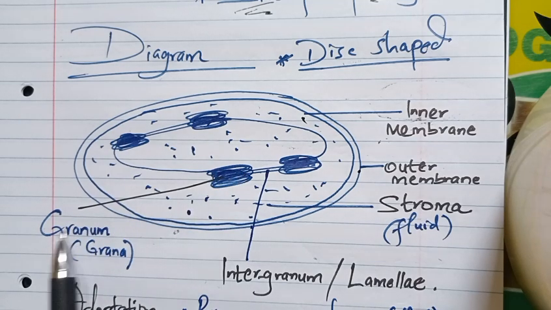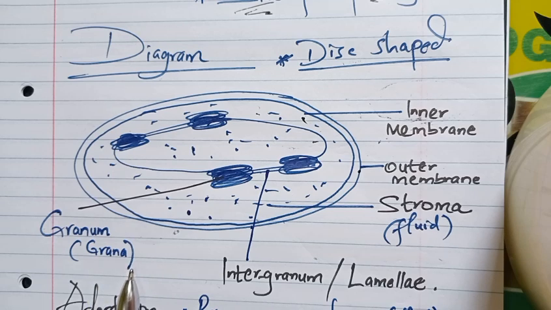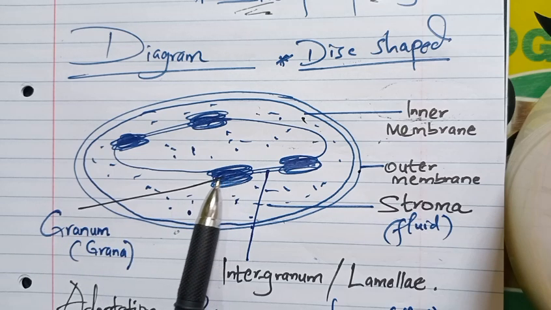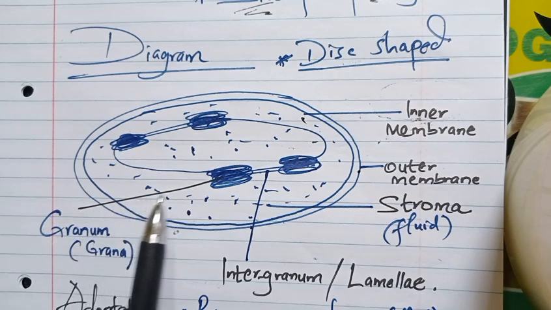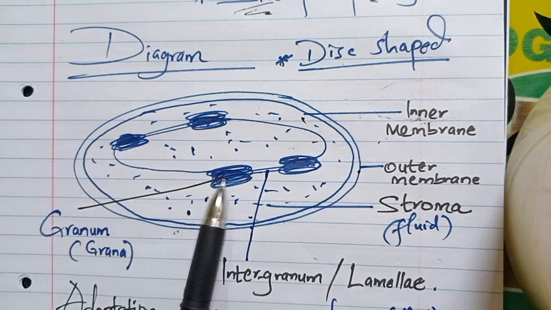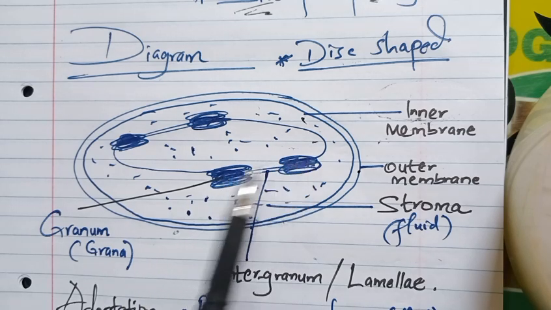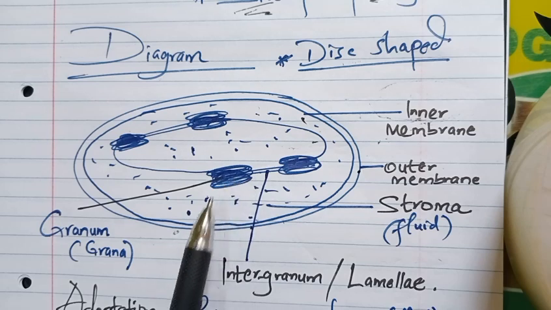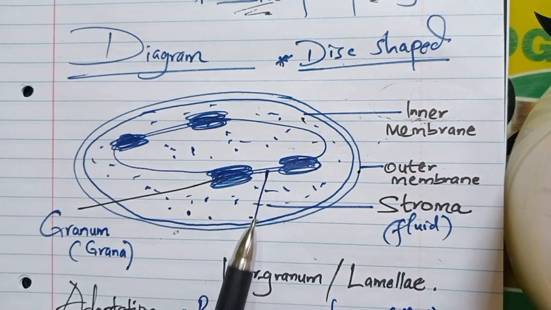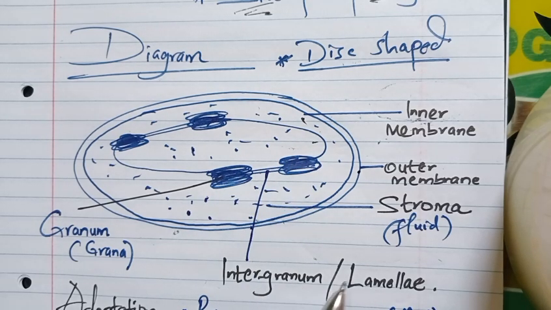This dark part is called granum, but when they are many, when they are several, when they are plural, you say grana. Grana is for plural, but granum is for singular. When I have labeled only one or given just one arrow, or one line, sorry, that means we are only pointing at one, so we say the granum. We also have the intergranum. Between two grana, there is what we call the intergranum or the lamella.